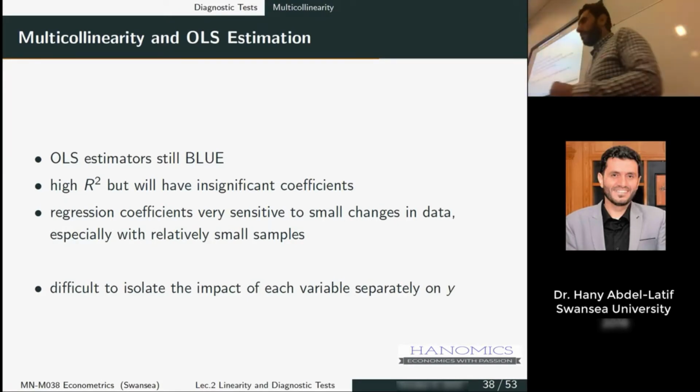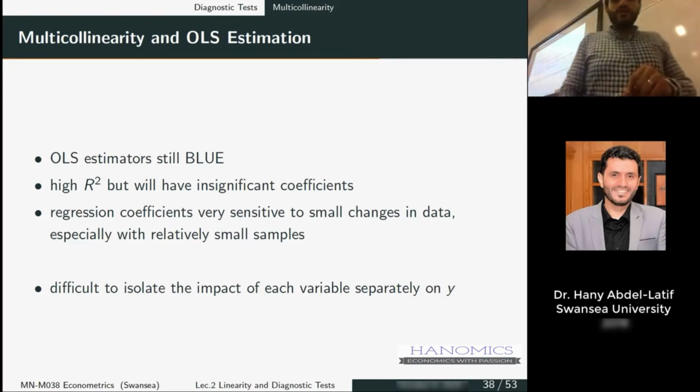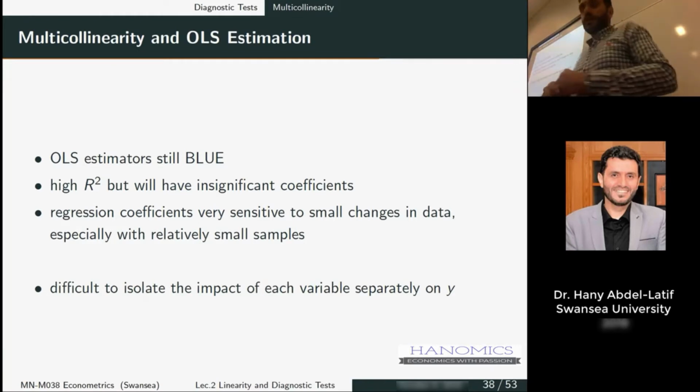The problem here is that if you have two of your independent variables that are correlated, it's really difficult to isolate the effect of each one on y. So it's very difficult to estimate the impact of each variable separately on y.